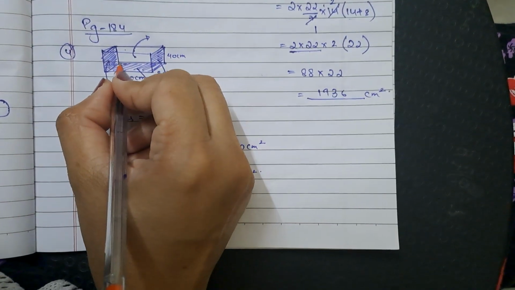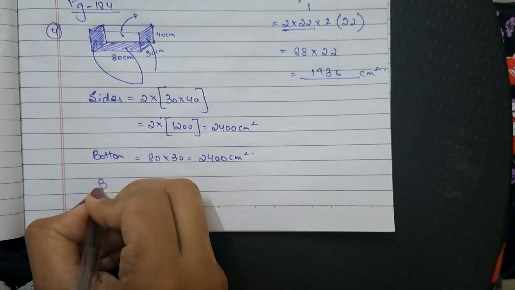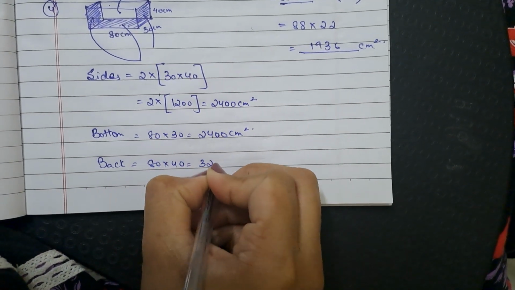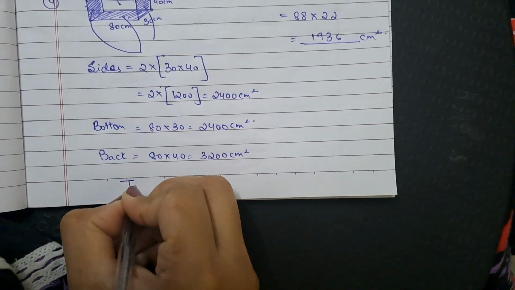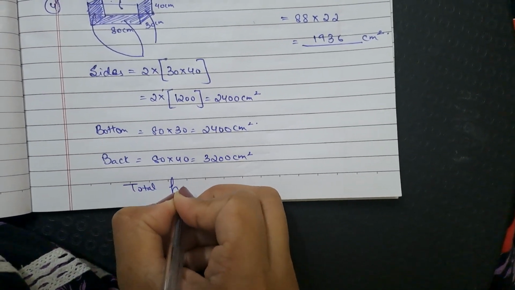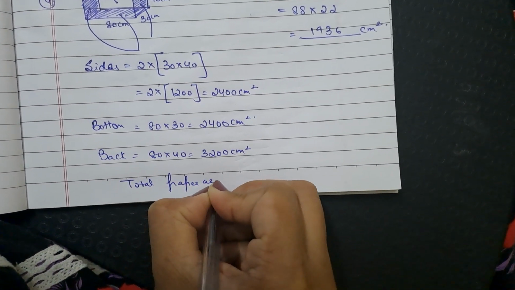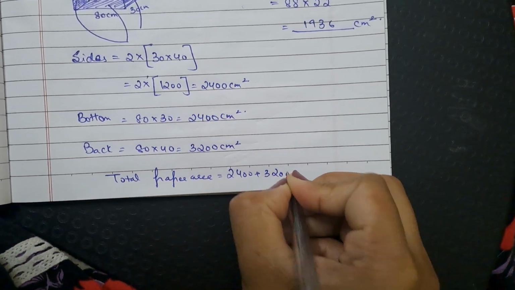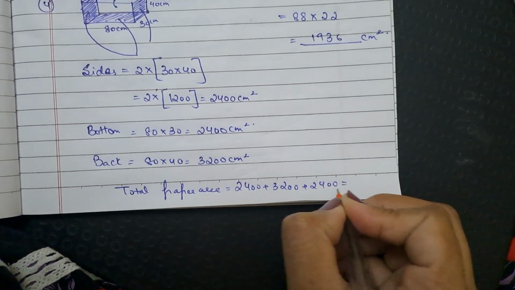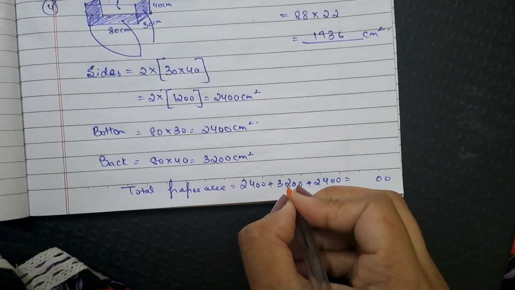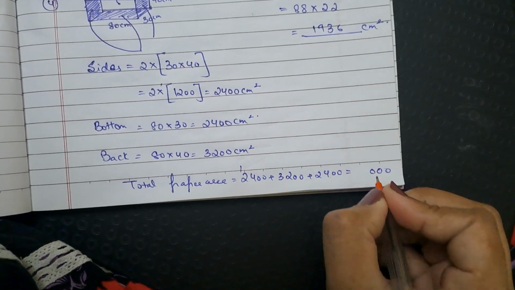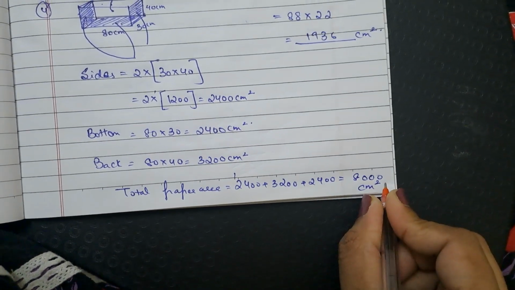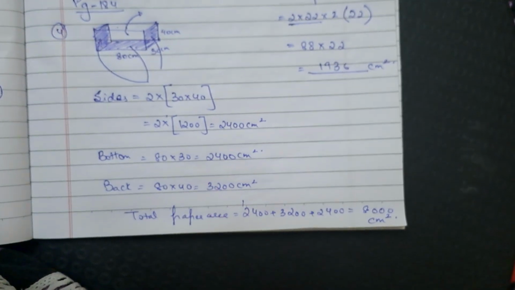Then I have the back side. The back side is 80 and it is 40. When I'm considering the back, it is 80 times 40, which is going to be 3200 centimeter square. The total paper required, total paper area will be equal to all of this, 2400 plus 3200 plus 2400, which is equal to 8000 centimeter square of the paper will be required for this particular aquarium tank to be covered.